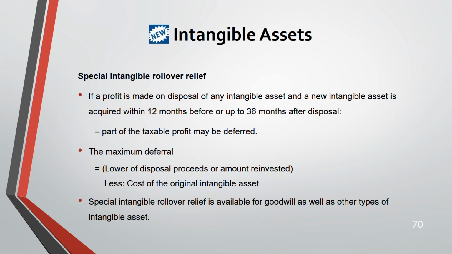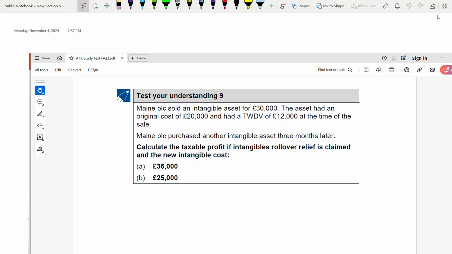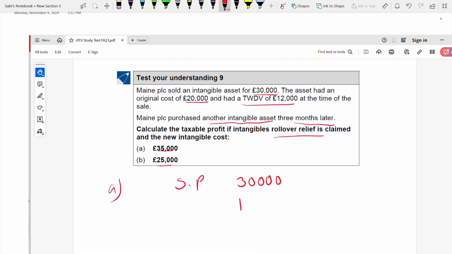Now let us do a question. Test your understanding 9. You have to calculate the taxable profit if intangible rollover relief is claimed and the new intangible cost is, in A, 35,000 and in B, 25,000. So here they sold an asset for 30,000, original cost was 20,000, tax written down value was 12,000, and purchased another intangible asset 3 months later. So now the sale proceeds is 30,000. This is A, I'm doing with 35,000. Remember you have to compare with the tax written down value, which is 18,000.